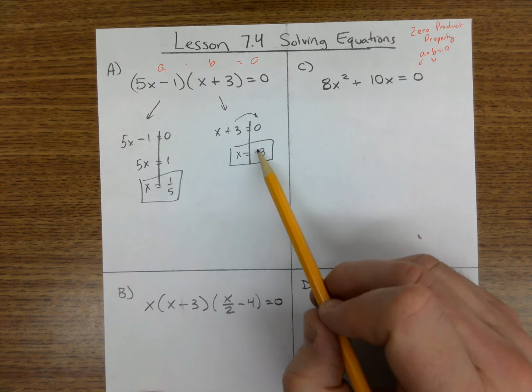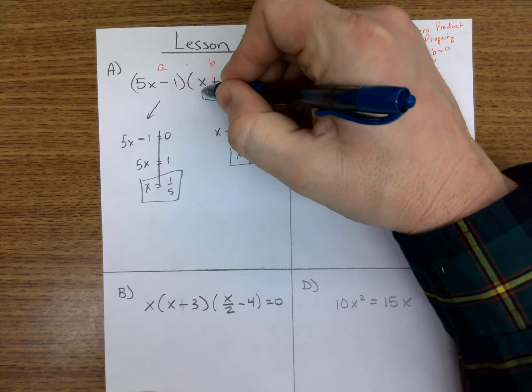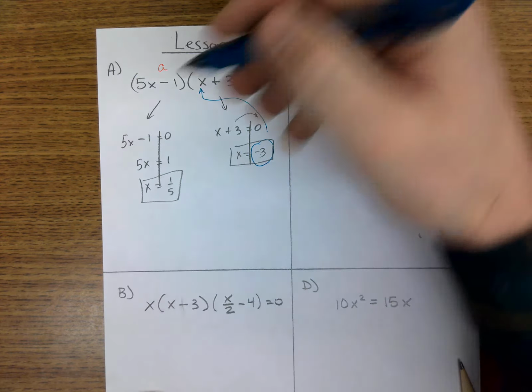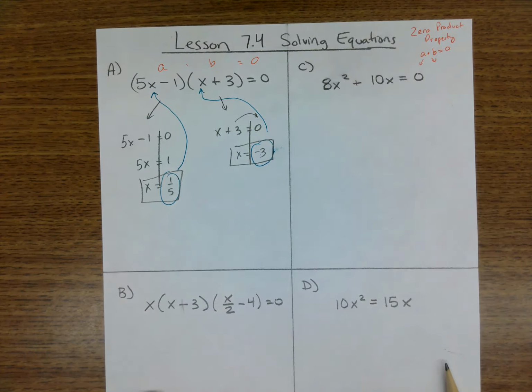And the reason why is if you take this and put it right there, it makes this 0. If you take this and put it right there, it makes that 0.